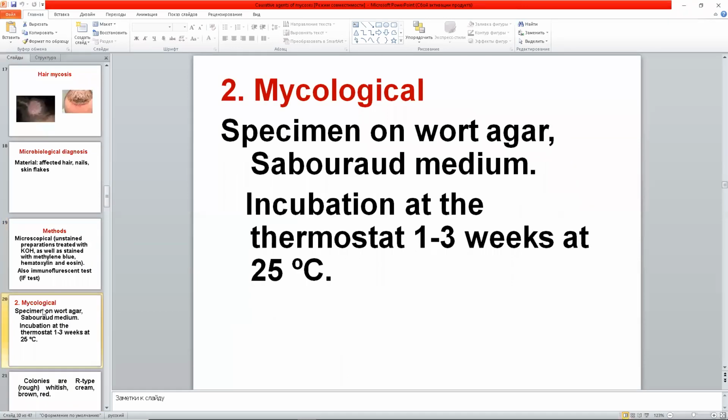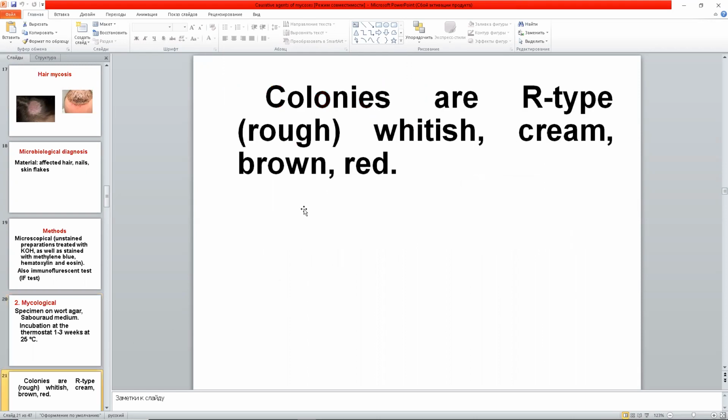Then the mycological method, the cultural method, is used. A specimen is inoculated on Sabouraud medium, very often used for cultivation of fungi. These Petri dishes are incubated in a thermostat from 1 week to 3 weeks, at 37 degrees Celsius and at room temperature, 25 degrees Celsius. Fungi develop colonies, and the colonies are R-type.